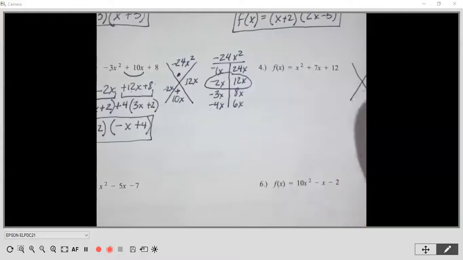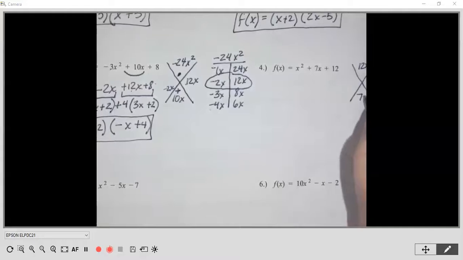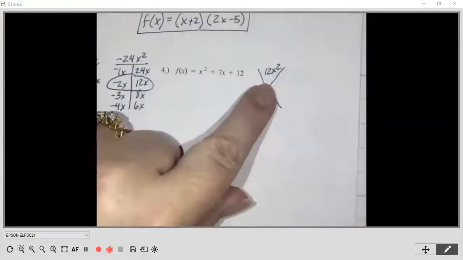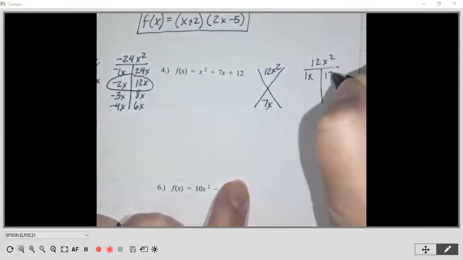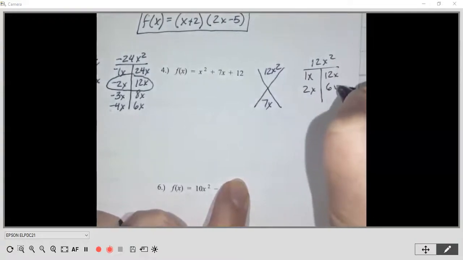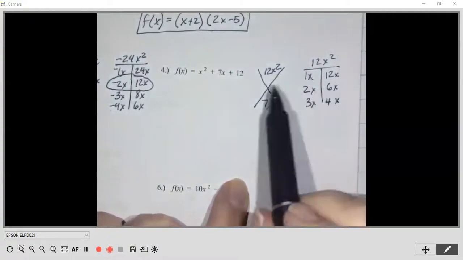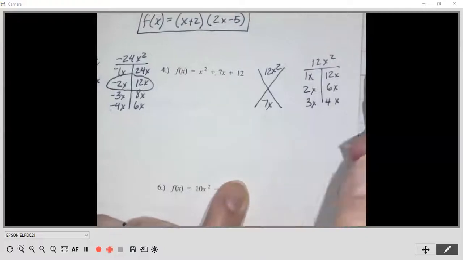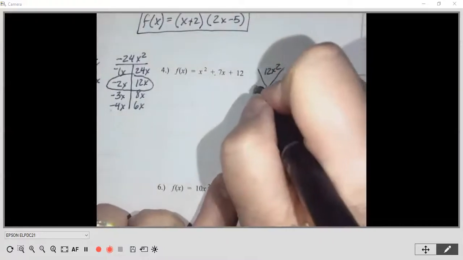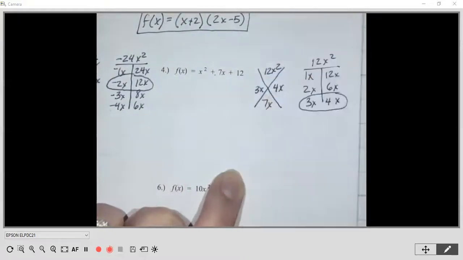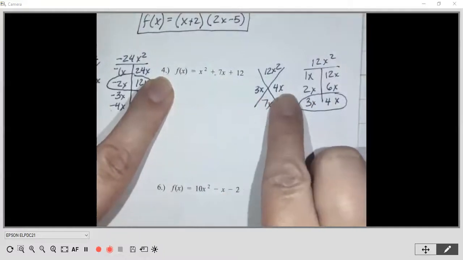x squared times 12 is 12x squared. And then our middle term is 7x. Okay, so let's list our factors of 12x squared. We can have 1x and 12x, 2x and 6x, 3x and 4x. And then which of these are going to add up to 7x? Good, 3x and 4x. So now I'll rewrite my trinomial, but instead of saying plus 7x, I'll say plus 3x plus 4x.